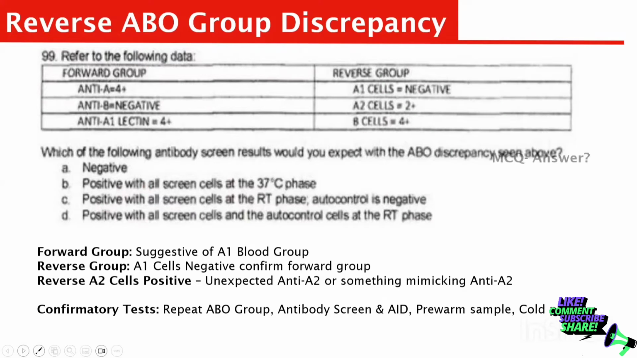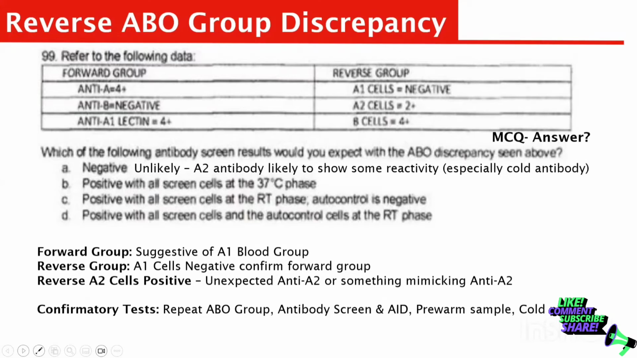All right. So now the question is, what answer are we going to take? The question is, which of the following antibody screening results would you expect with the ABO discrepancy seen above? Is it going to be A, negative? Is it going to be B or C or D? So let's look at that. Let me show you what I thought about.